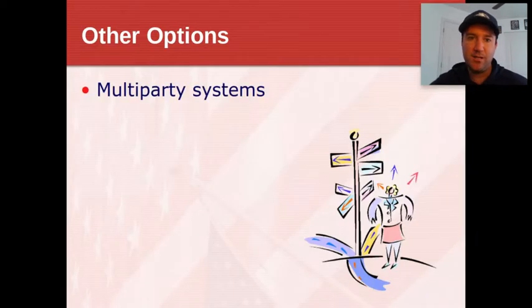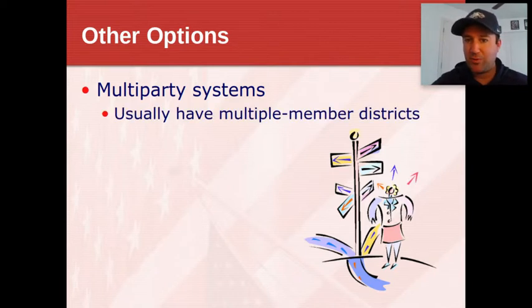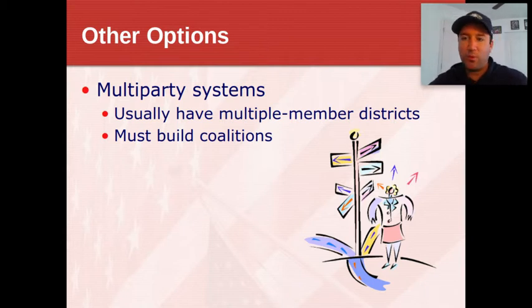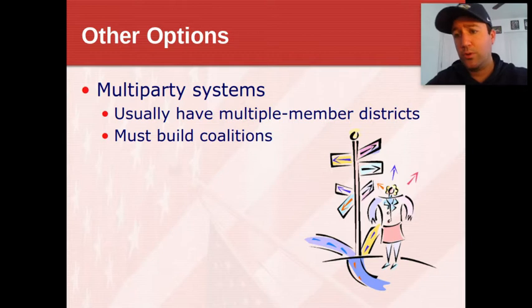Okay. The other option, though, is the multi-party system. As I mentioned, you usually have multi-member districts. And if they do that, in order to get to the majority, you have to build coalitions with each other. So in parliamentary systems, what you find in countries like Germany, the UK, and Canada, most democracies in the world do have a parliamentary system where they have these multiple political parties.